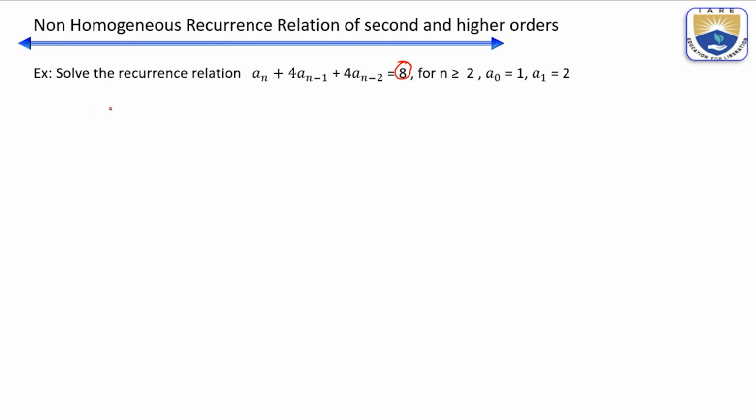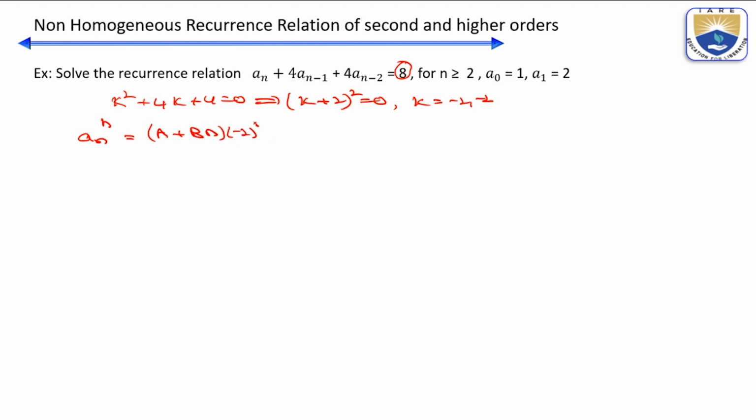Then we write the auxiliary equation as k square plus 4k plus 4 equals 0. The roots of this are (k plus 2) whole square equals 0, so k equals minus 2 are the roots. Whenever minus 2 is a repeated root, we write a(n) power h as (a plus bn) times k1 to the power of n. What is k1 to the power of n? Minus 2 to the power of n. So this is the solution for the homogeneous equation.